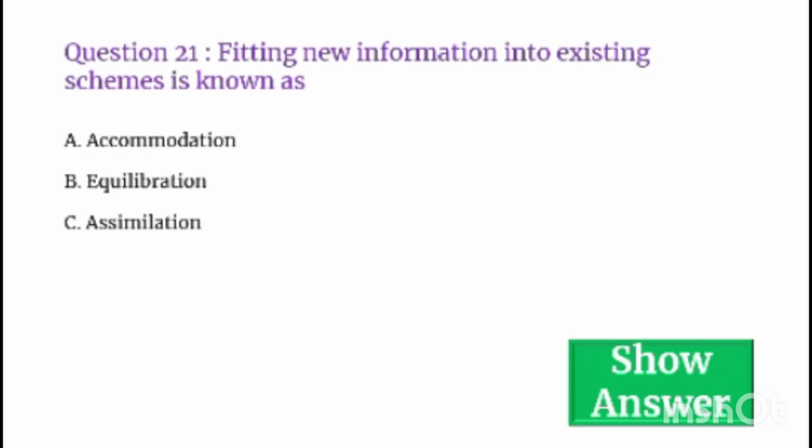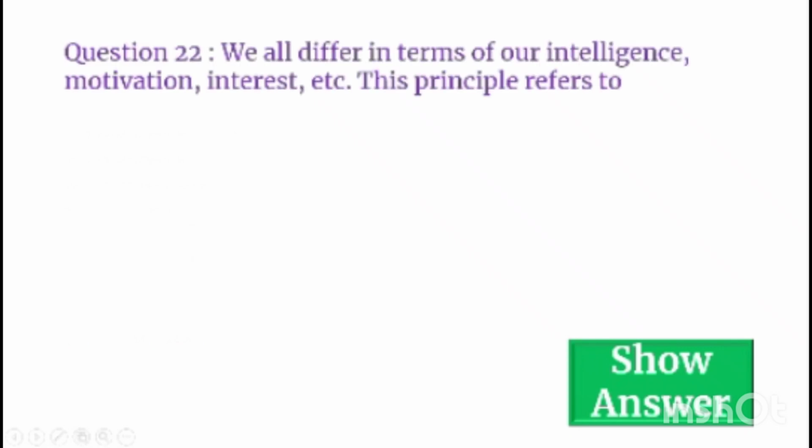The next question on your screen, that is 21. Fitting new information into existing skills is known as A. Accommodation, B. Equilibration, C. Assimilation, D. Organization. What would be the option for this question? Fitting new information into existing schemes is known as what? That is assimilation.